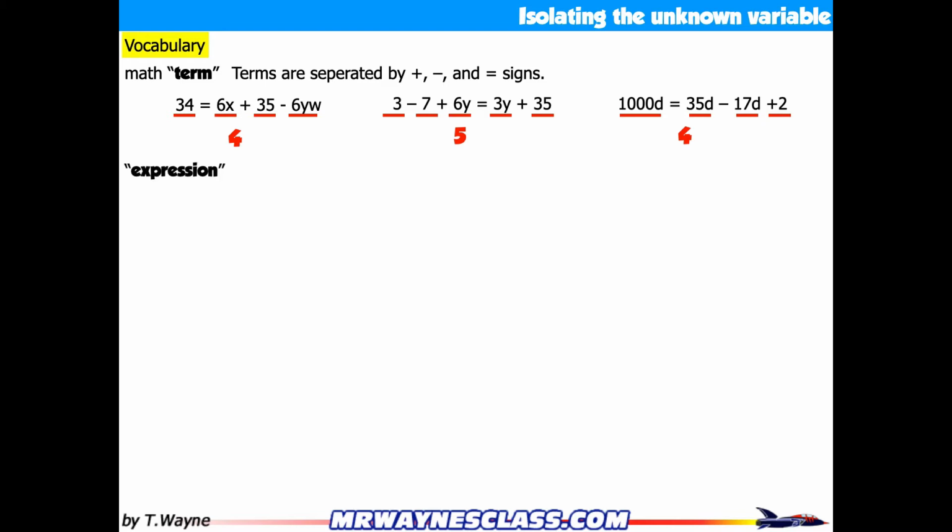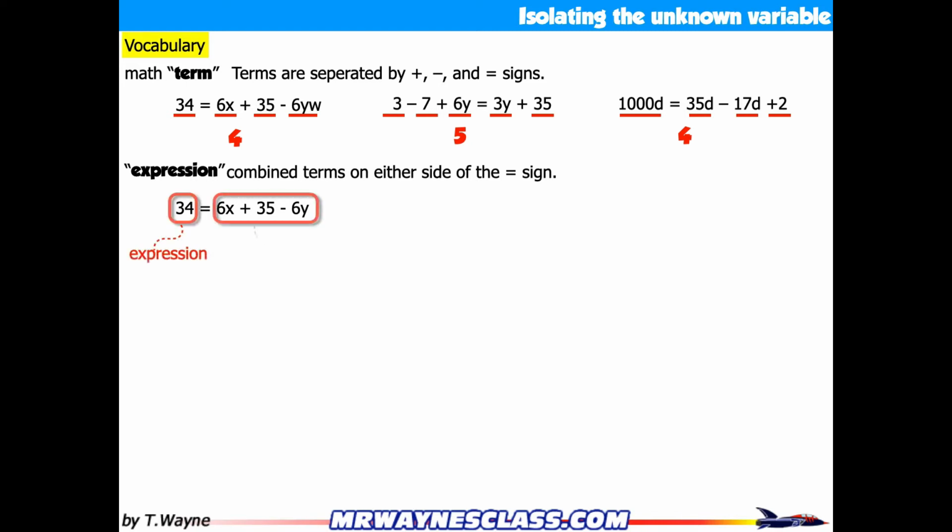When I use the word expression, what I'm talking about is the sides of the equal sign. So there's an expression on the left and an expression on the right. So in this equation that I have right here, I have 2 expressions, everything on the left and everything on the right.